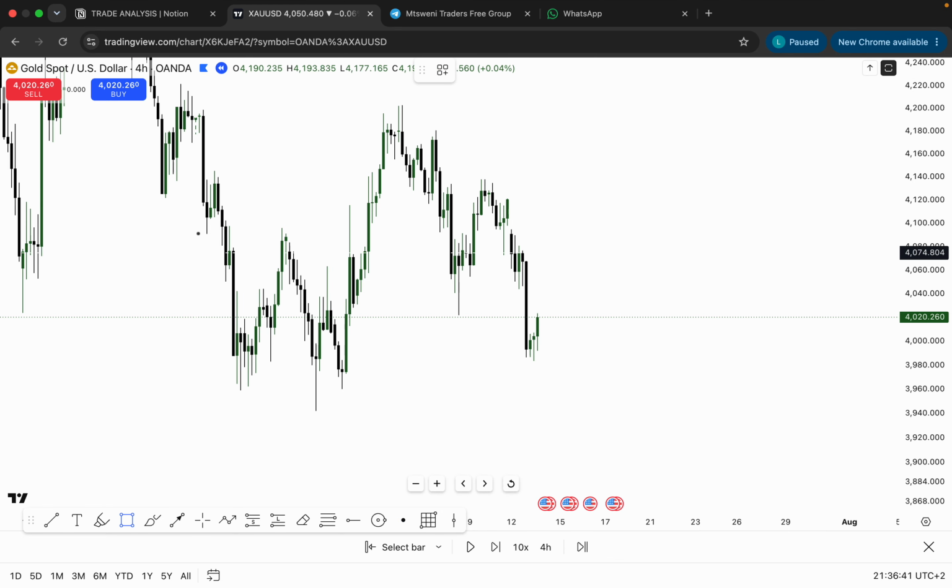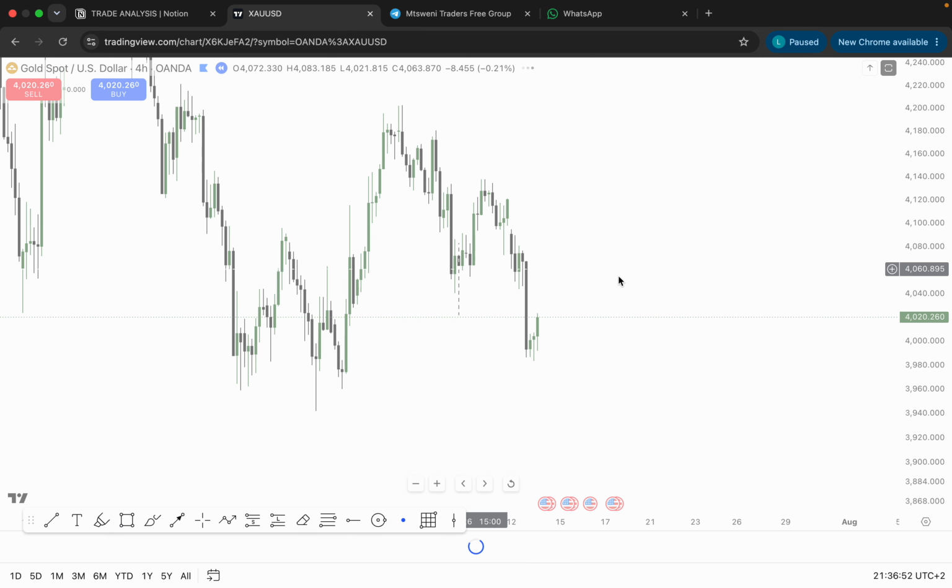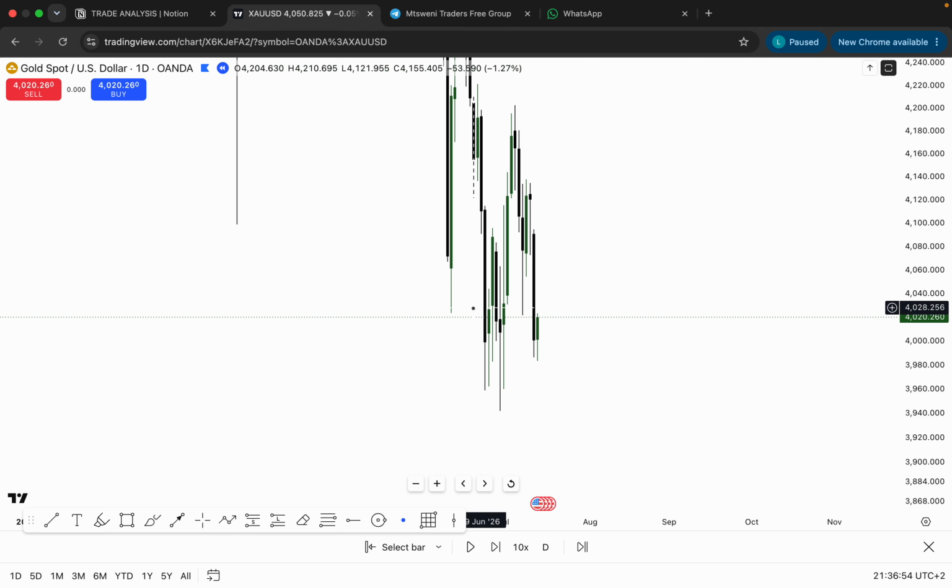So Tuesday we had CPI, if I'm not mistaken. Today was PPI. Yeah, we had CPI, right? So price on the daily time frame, I think it was bullish or bearish. I think it was bearish. Yeah, it was bullish, right?